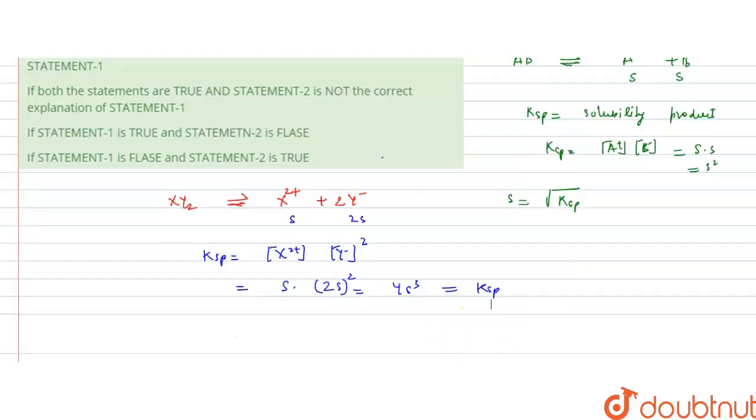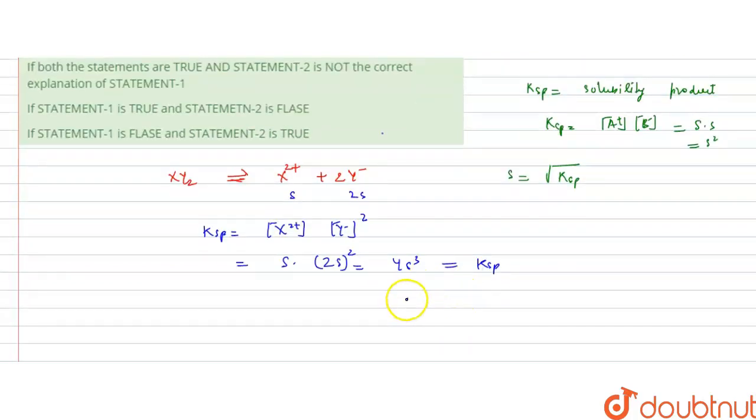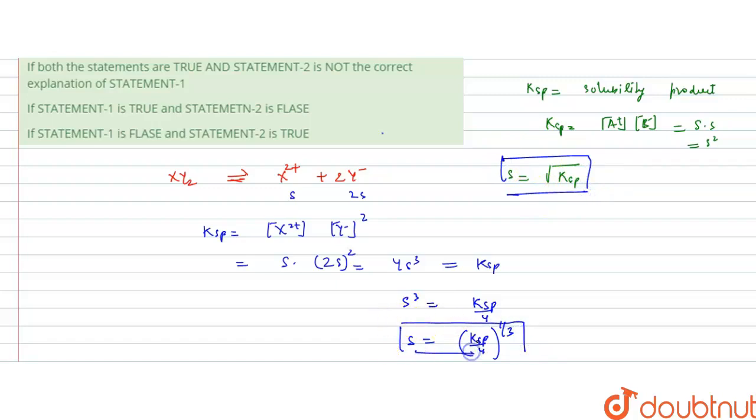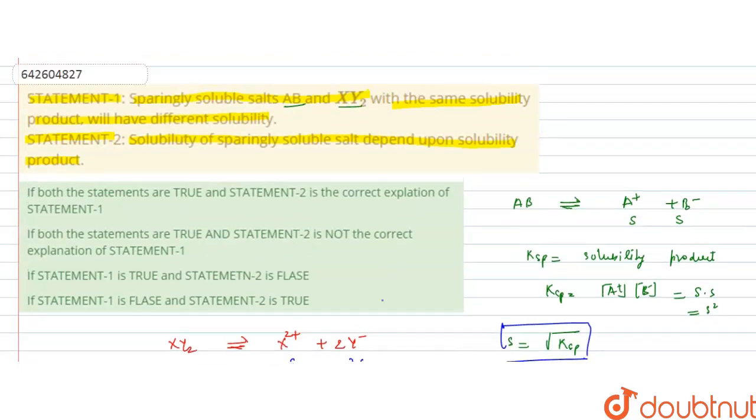So its solubility: S cube will be Ksp by 4, and solubility will be Ksp divided by 4, to the power 1 by 3. So if they have the same solubility product Ksp, their solubilities are different. So this statement is correct, that is, they have the same solubility product but their solubility is different. This is a correct statement. The second one says that the solubility of a sparingly soluble salt depends upon the solubility product.